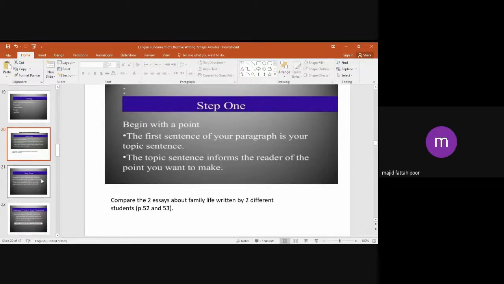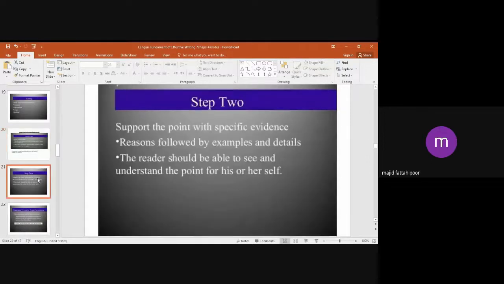You begin with a point in step 1. The first sentence of your paragraph is your topic sentence, and the topic sentence informs the reader of the point you want to make. And in step 2, you support the point with specific evidence and reasons followed by examples and details. And the reader should be able to see and understand the point for herself or himself.